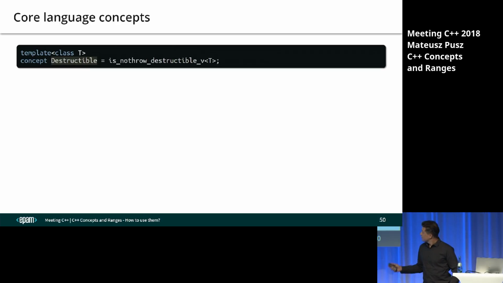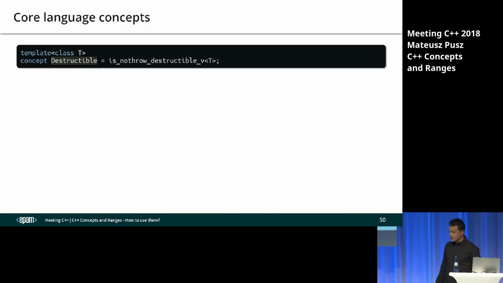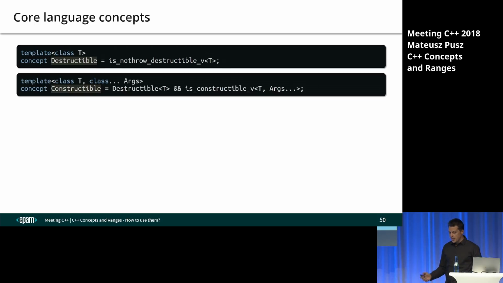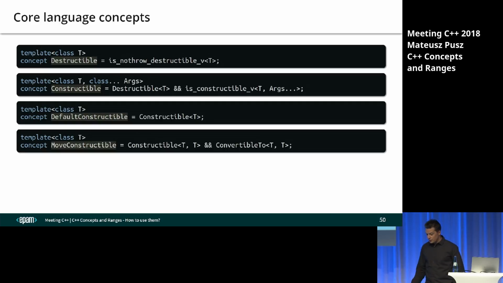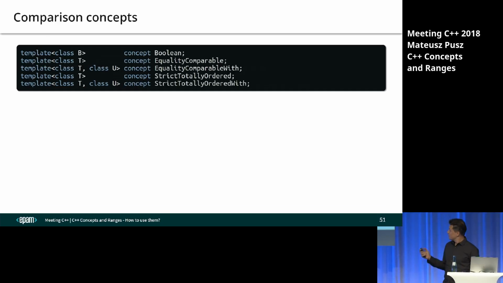Coming back to the concepts: something is destructible if it's no-throw destructible. It's constructable when it's destructible and constructable. It's default constructable when it's constructable without any additional arguments. Move constructable and copy constructable are self-explanatory.